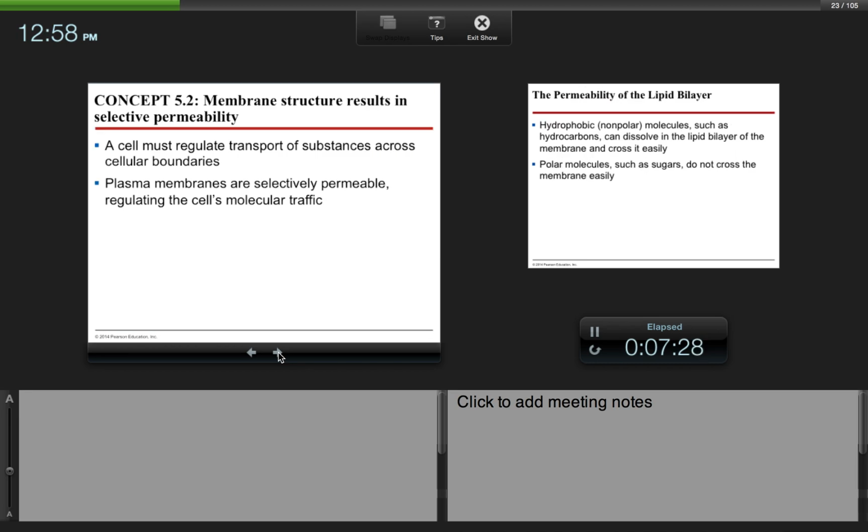A cell must regulate transport of substances across cellular boundaries. Plasma membranes are selectively permeable, regulating the cell's molecular traffic, only allowing certain molecules to get in and out.